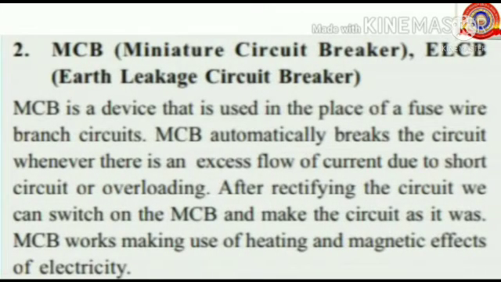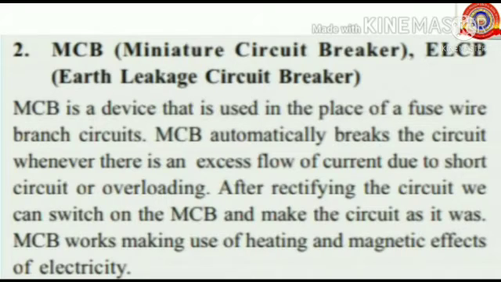And we already learned about the safety fuse in the first chapter. So here we are going to study about MCB, that is miniature circuit breaker, and ELCB, that is earth leakage circuit breaker. So what is the function of MCB?